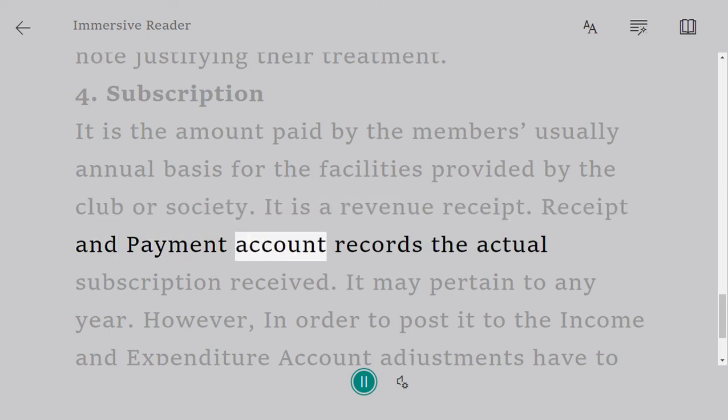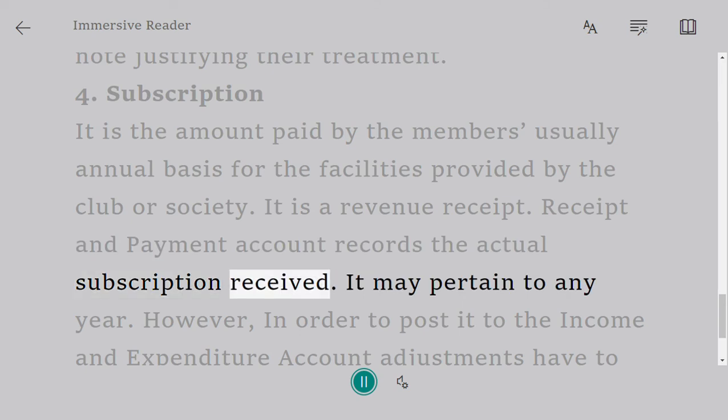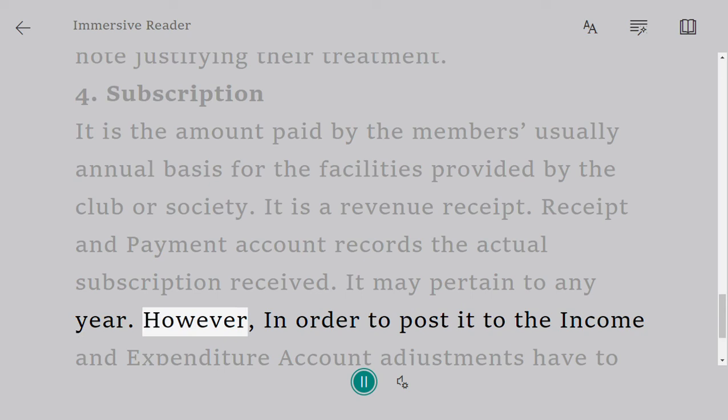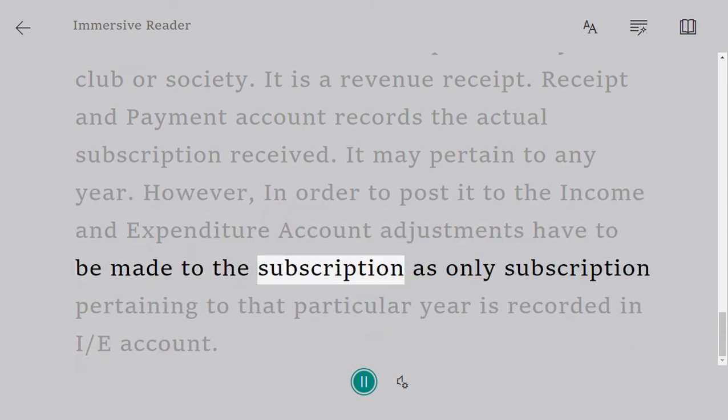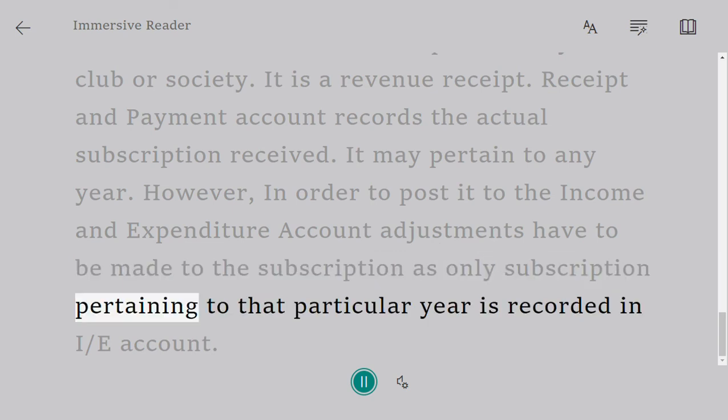Receipts and payments account records the actual subscription received. It may pertain to any year. However, in order to post it to the income and expenditure account, adjustments have to be made to the subscription, as only subscription pertaining to that particular year is recorded in the I/E account.